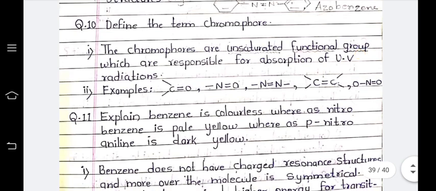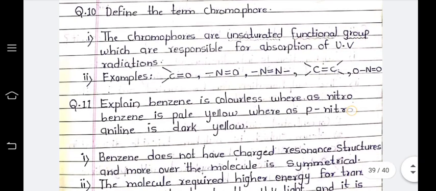Next is to define the term chromophore. Chromophores are unsaturated functional groups which are responsible for the absorption of UV radiation. Examples of chromophoric groups are C double bond O, N double bond O, N double bond N, C double bond C, and NO2.